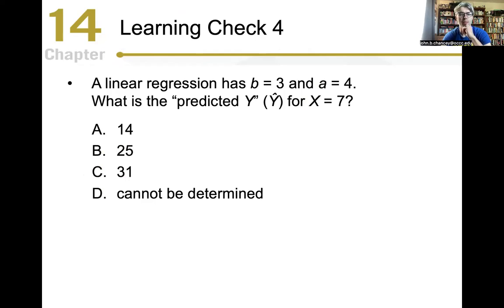Okay, welcome back. Hopefully you have it paused. The correct answer in this case is B, 25. B is 3 and A is 4. All we're doing is multiplying B times X. 3 times 7 is 21, plus A, which is 4, giving a value of 25.